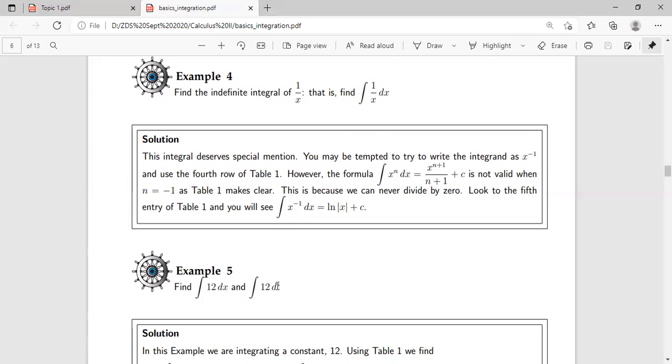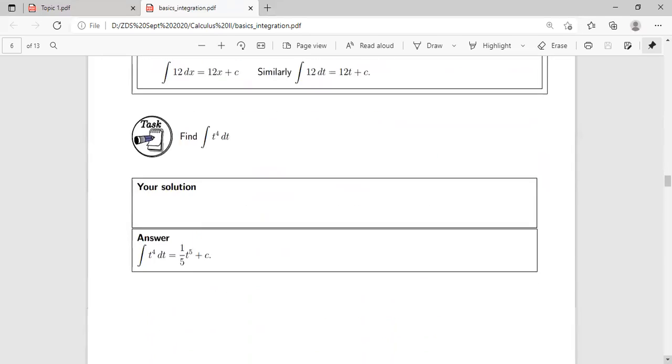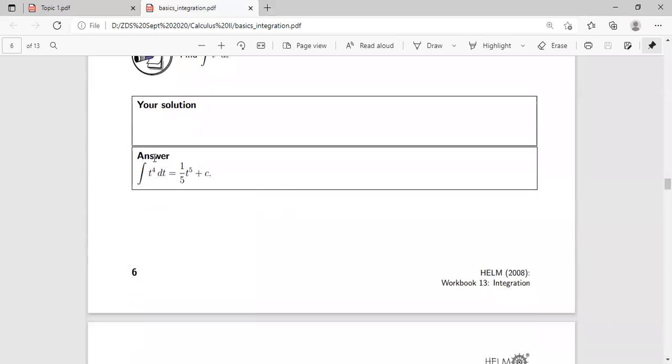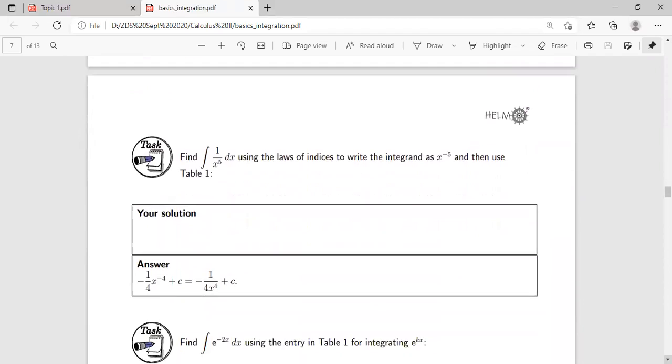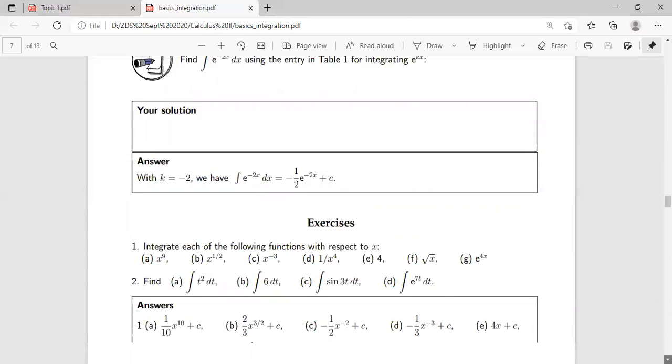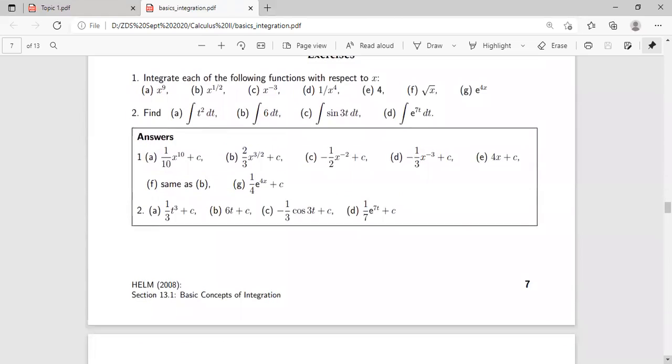If you had been asked, for example, to integrate t raised to the power of 4, it will give us 1 over 5 t raised to 5 plus c. So kindly do a lot of practice. I'll be giving an exercise that you're supposed to go through and try.